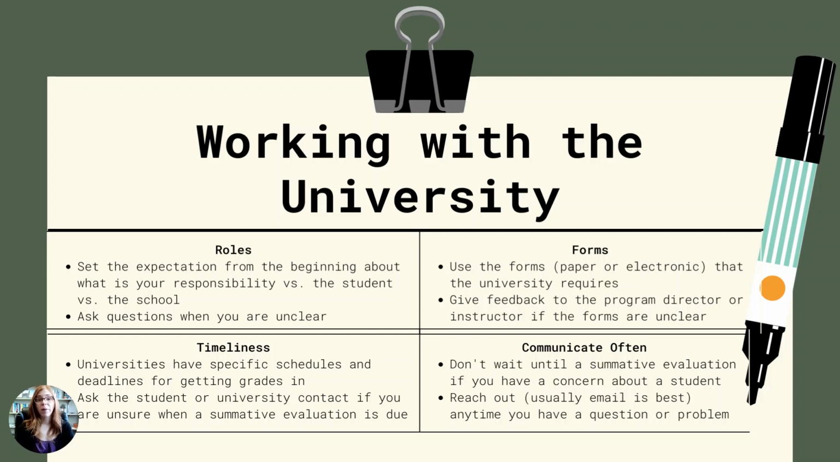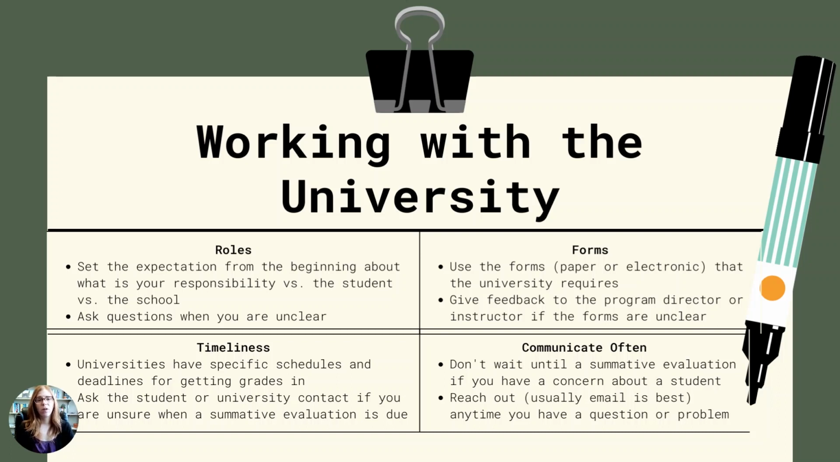Timelines are important because the university has specific schedules and deadlines for getting grades in. So if we're waiting on a summative evaluation from you, that can hold up a student's grade. So it's really important to know what those deadlines are. And again, it's the student's responsibility to communicate that to you. And if you're unsure, asking the student is the best way to do that, or that university contact person that you may have.